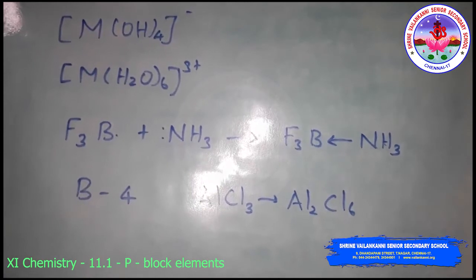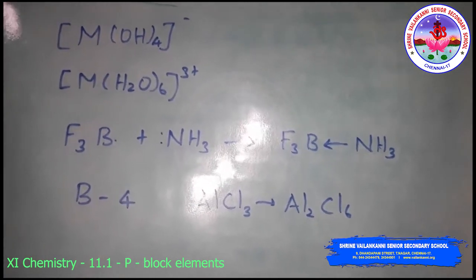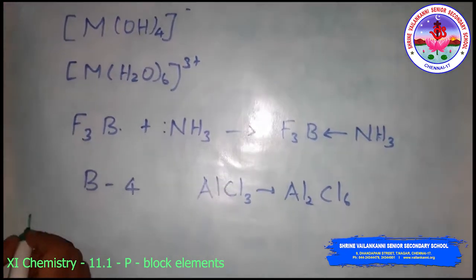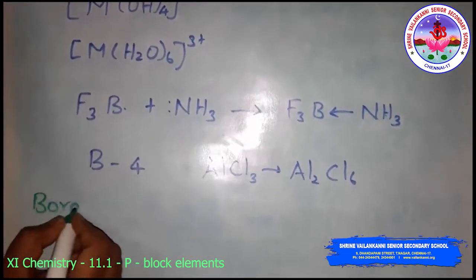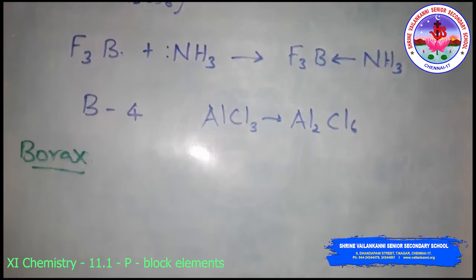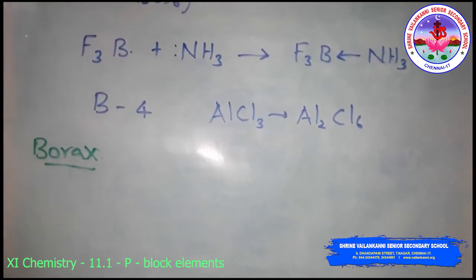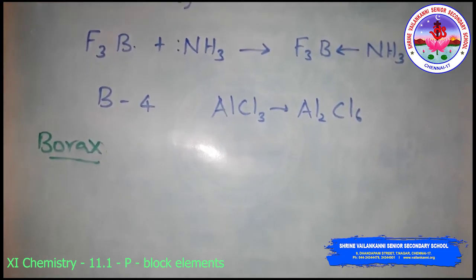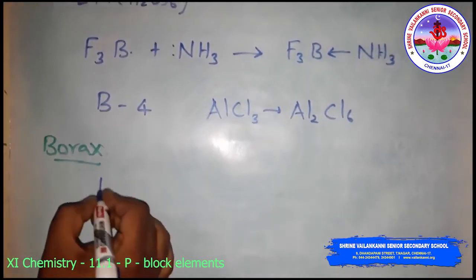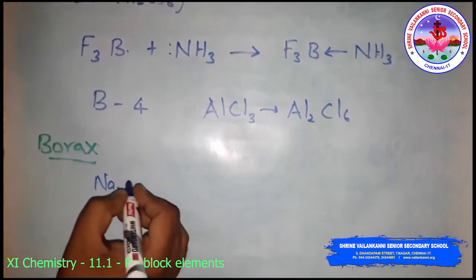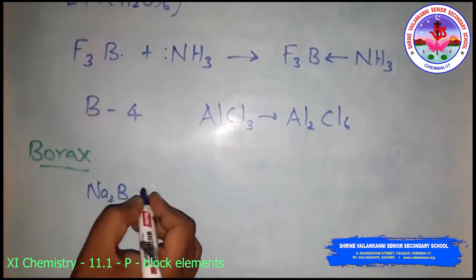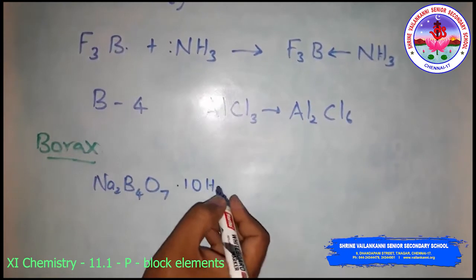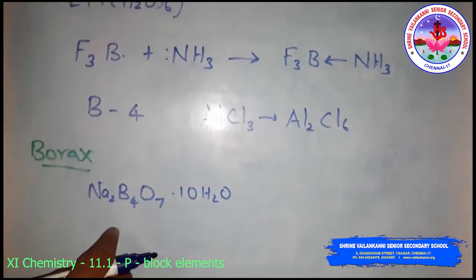Okay. Next are some important compounds of boron. The first is borax. Borax is the most important compound of boron. It is a white crystalline solid. The formula is Na2B4O7·10H2O. This is called borax.